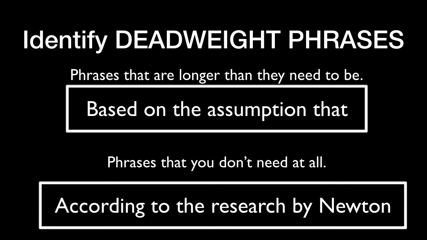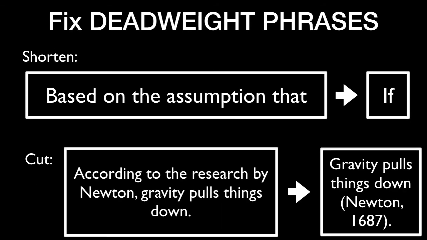Lastly, we want to identify deadweight phrases. These are phrases that are longer than they need to be, like based on the assumption that, or phrases that you don't need at all. According to the research by Newton, we can convert those by simply shortening things, taking this big long phrase and turning it into if, or cutting things out entirely, perhaps in this case putting in a citation at the end, but sometimes we just have extra words we don't even need at all.